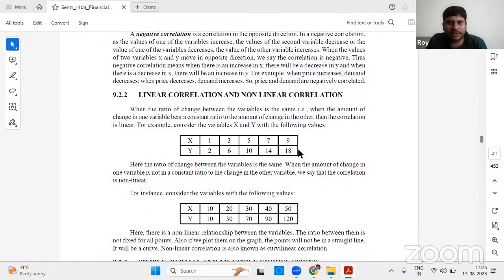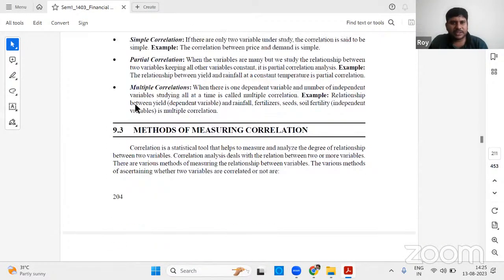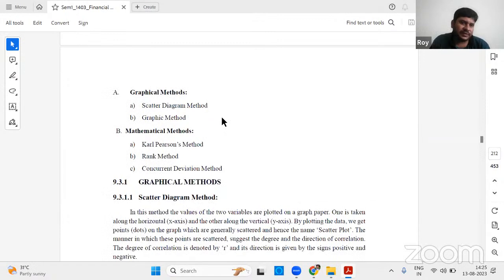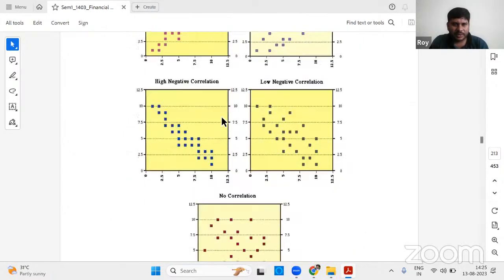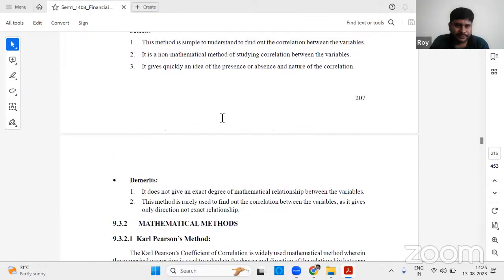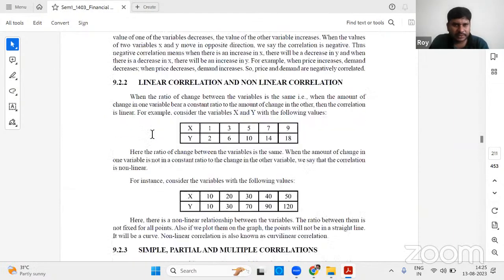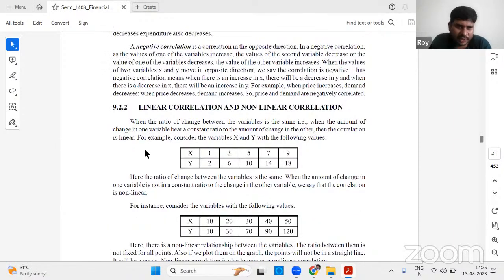Linear correlation and non-linear correlation. This is also important. Why do we need to learn that? We will see this, and in the next week there are different methods of measuring correlation, graphical methods and rank methods, which we will see then. Let's check this quickly and we'll close here. Linear correlation and non-linear correlation.